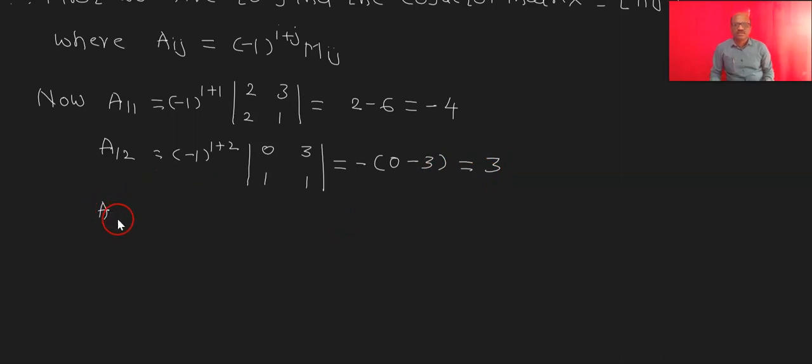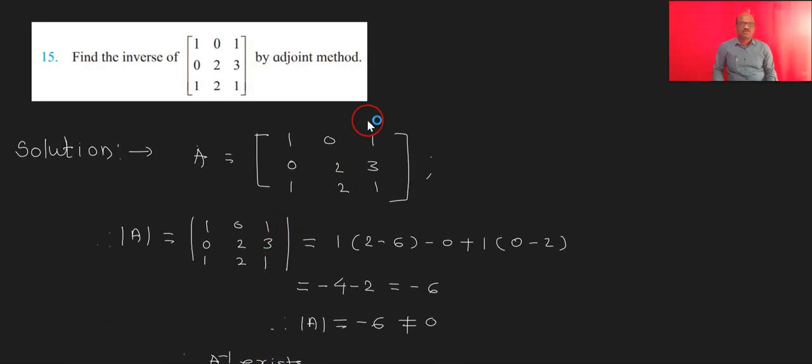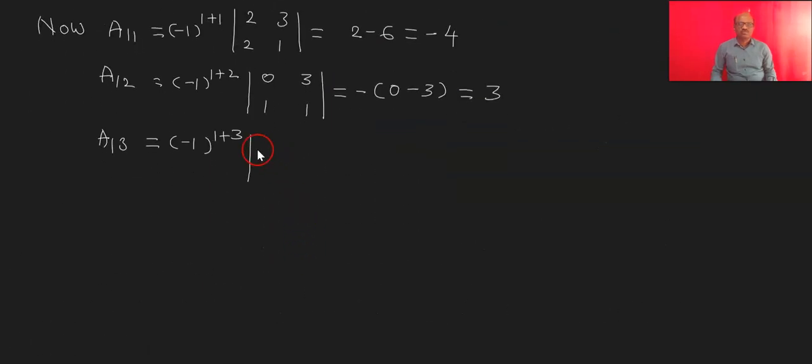Next is A13, minus 1 raised to 1 plus 3. Deleting the row and column, we get 0 2 1 2. Evaluate this, that is equal to 0 minus 2, and here it is minus 2.